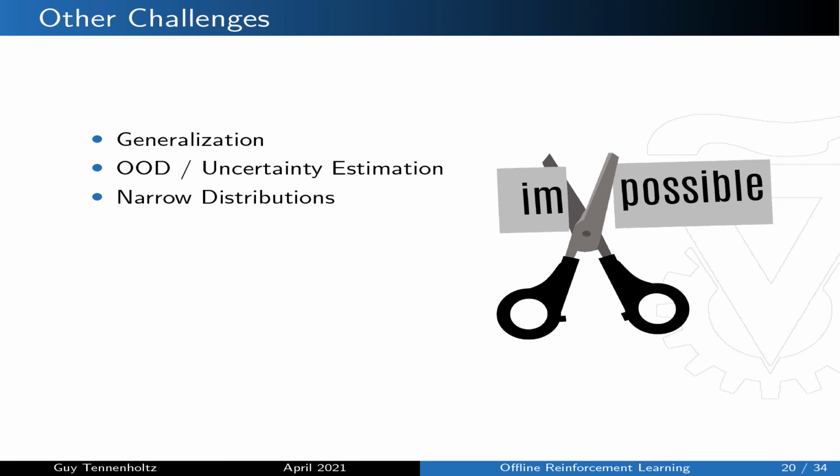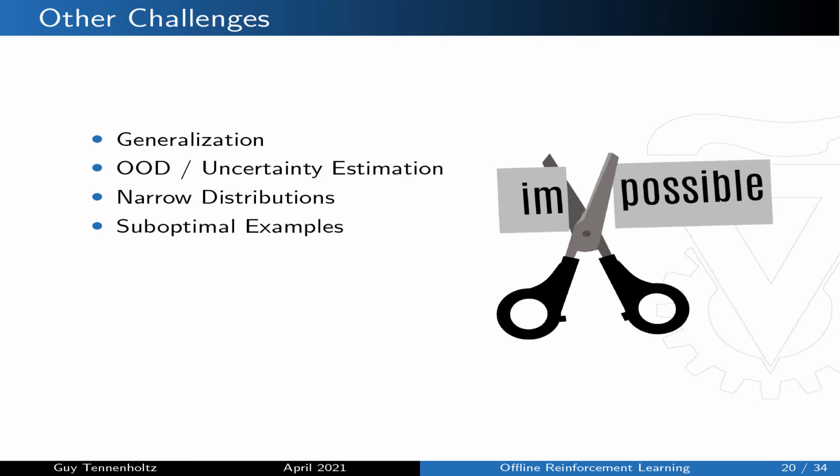What other problems do we have? We have the problem of narrow distributions. Like I said earlier, this policy that generated the data might have a very narrow distribution, only taking certain actions or being very deterministic and looking only at certain states. And the question there is how can we use such a policy to generate maybe a more expressive policy or something that we don't see in the data.